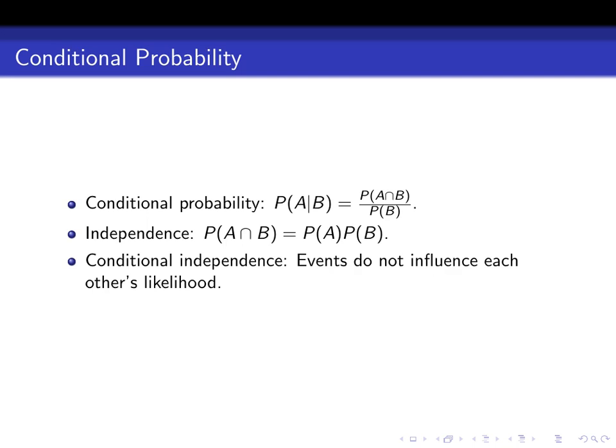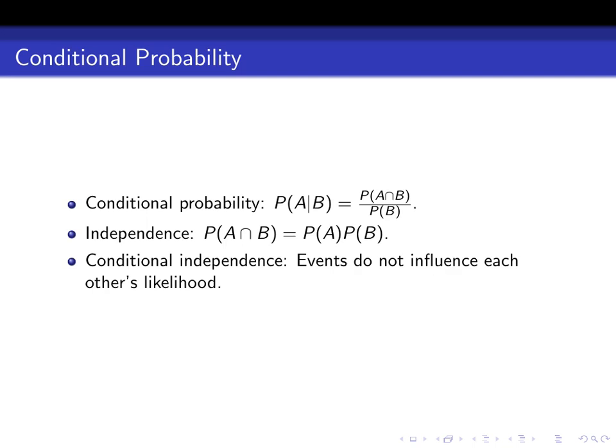Conditional probability measures the likelihood of one event occurring given that another event has occurred. It's calculated using the formula that states that the conditional probability of A given B is equal to the probability of A intersection B divided by the probability of B.